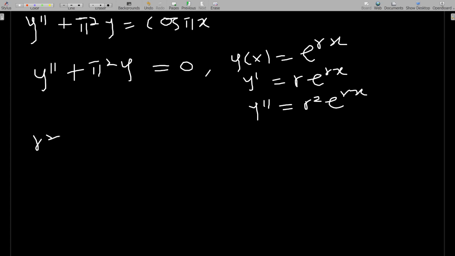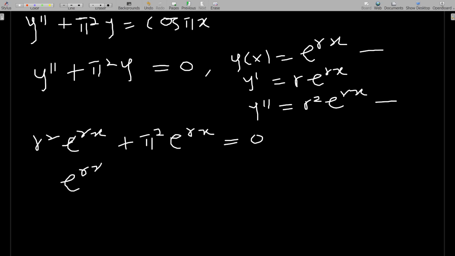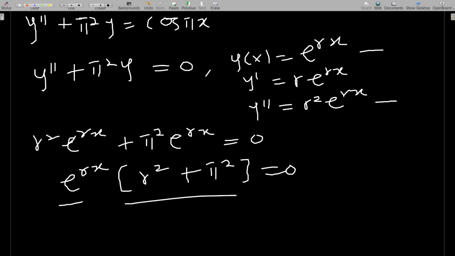So r squared e to the rx plus pi squared e to the rx, because y is given as this and y double prime is given as that, and this is equal to 0. That's the homogeneous part. If I factor e to the rx out, then I have r squared plus pi squared equal to 0. I have the product of two terms equal to 0, so either this is equal to 0 or this is equal to 0, or both.